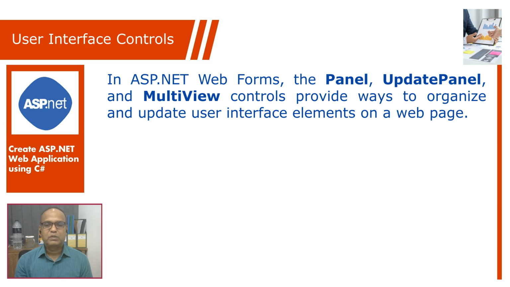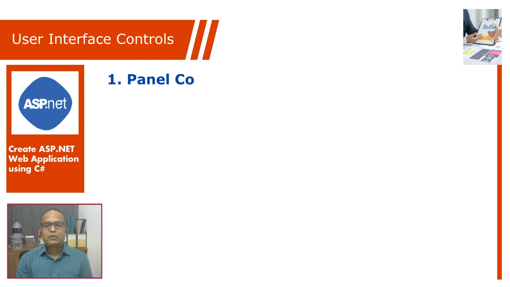Below is an overview of each control, including their properties, methods, and events. Panel control. The panel control is a container that can hold other server controls, allowing for grouping of related controls. It can be used to create visual structures in a web page. It provides a simple way to group related controls and style them. It can enhance UI organization and layout.